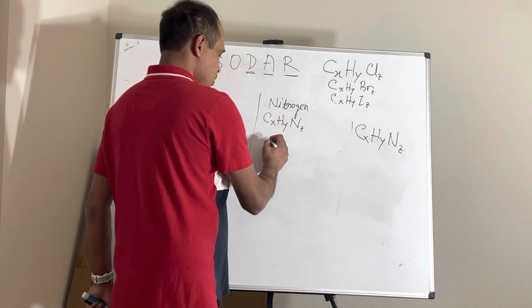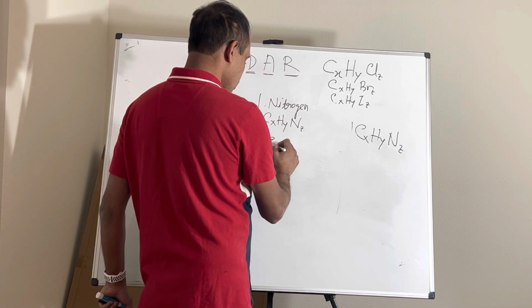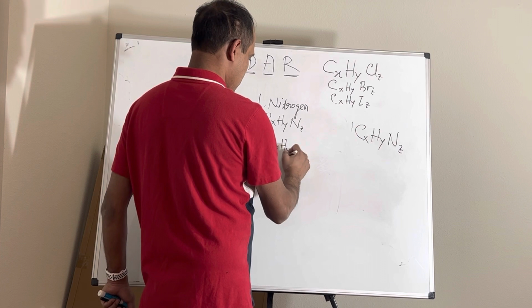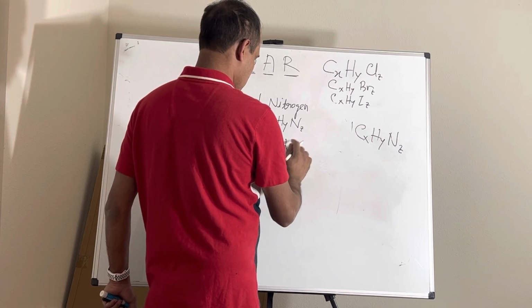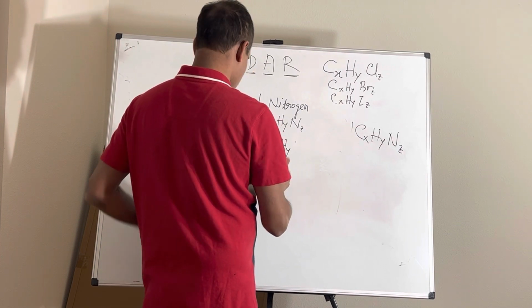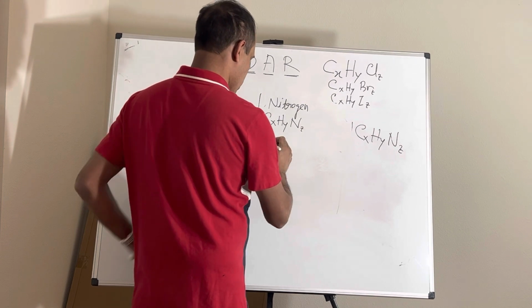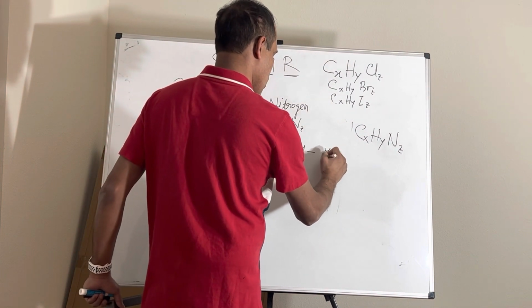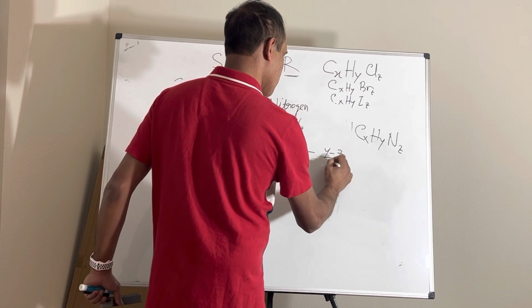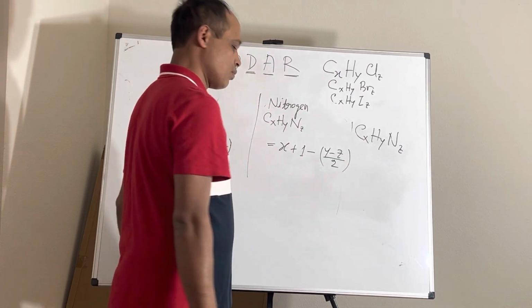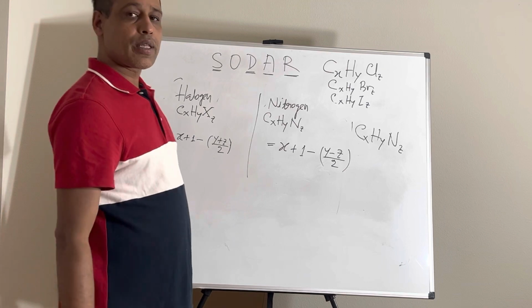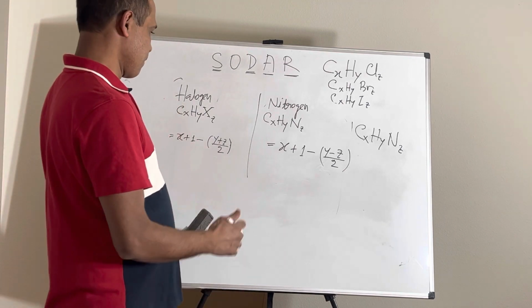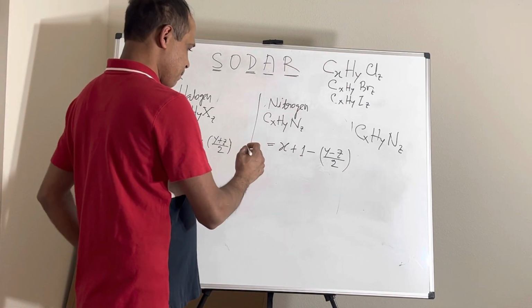And for the nitrogen, it will be CXHY. Oh, sorry, the SODAR equation will be X plus 1 minus Y minus Z by 2. Okay, so you want to see the example, right? Let's see.